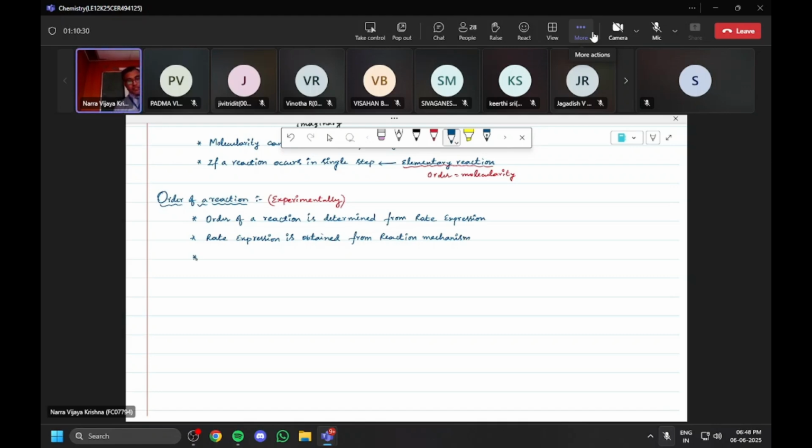If you know the reaction mechanism, in that the slowest step is the rate determining step. Slowest step is rate determining step. From the rate determining step, we will write the rate expression. From the rate expression, we will find the order of a reaction.